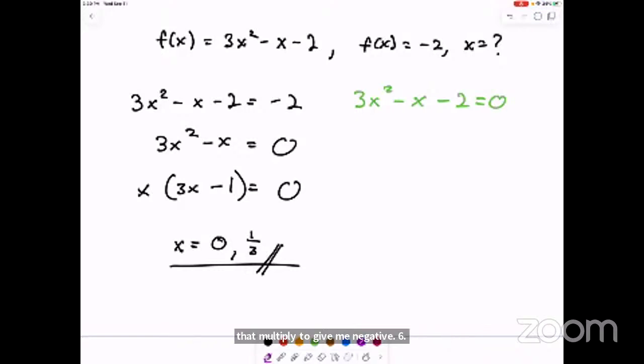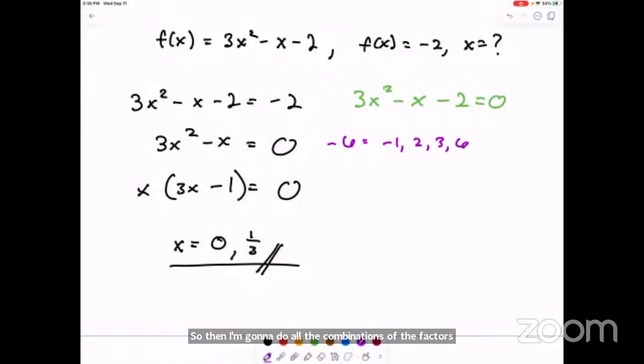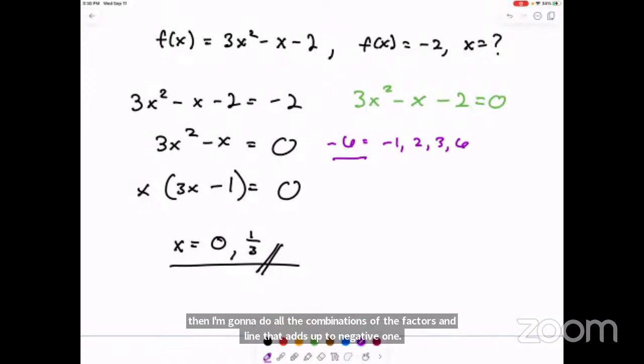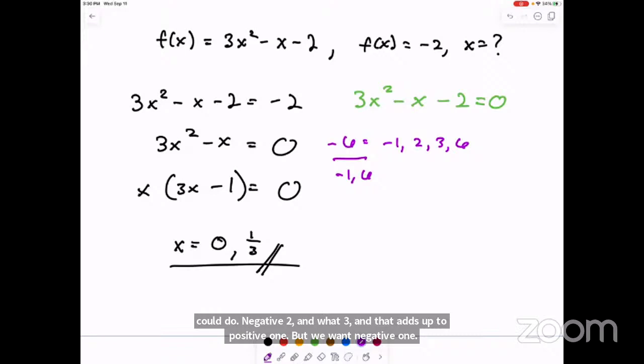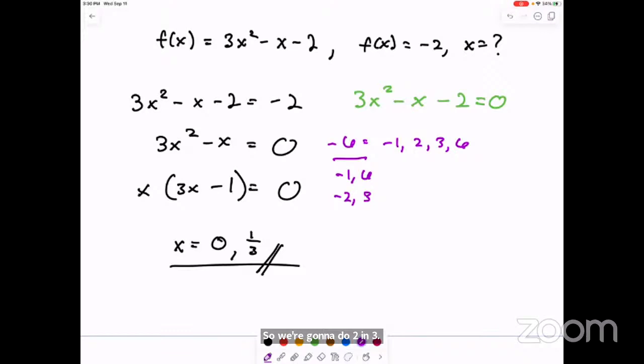Now, the factors of -6 are 1, 2, 3, and 6. Right? These are the factors of -6. Then I'm going to do all the combinations of the factors and stop at the line that adds up to -1. If I do -1 and 6, that adds up to 5. I could do -2 and 3, and that adds up to +1, but we want -1. So we're going to do 2 and -3. These two numbers multiply to give us -6 and add to give us -1.